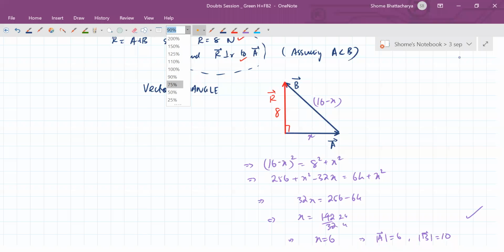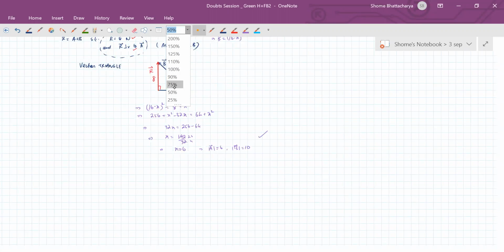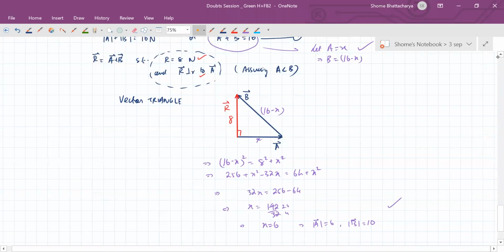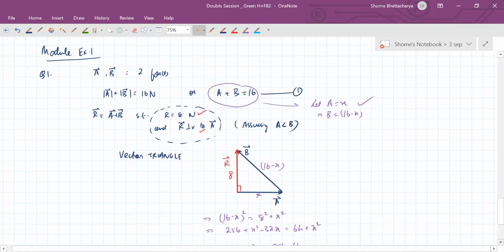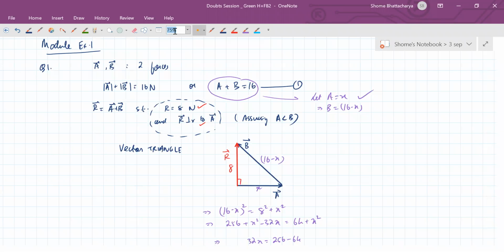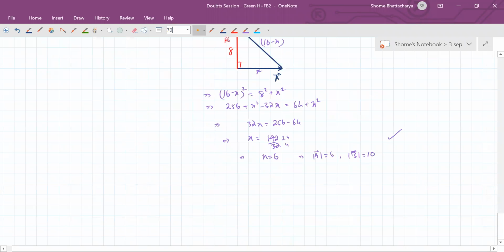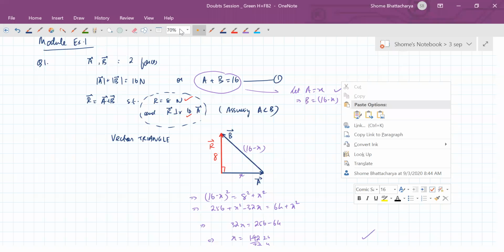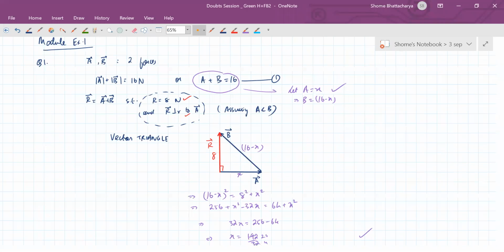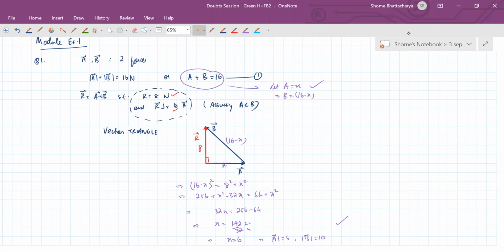So this becomes the easiest way of solving this question. Quite straightforward. All right, so this is question number 1.